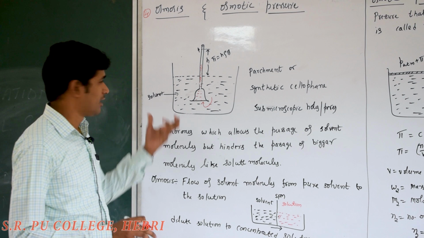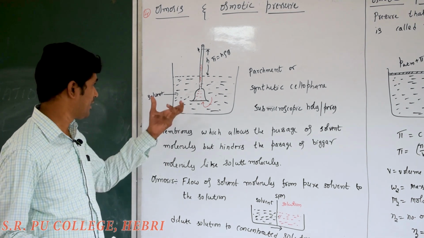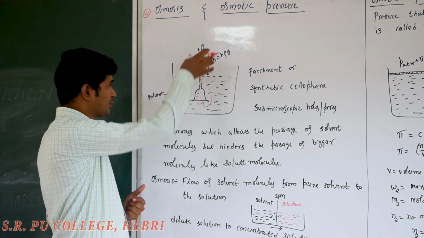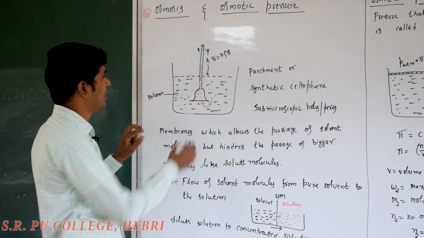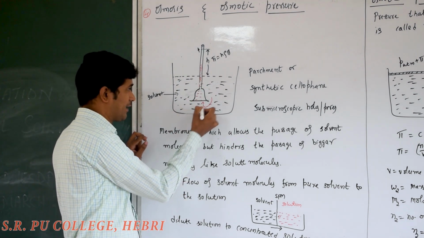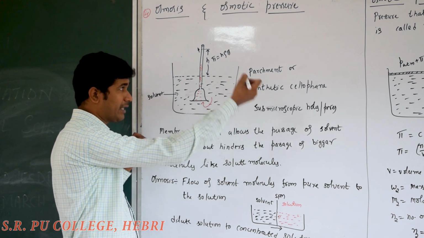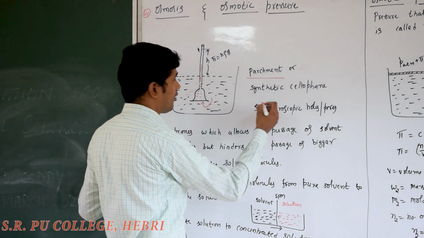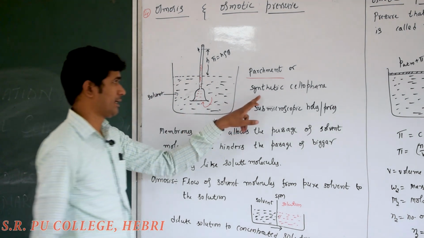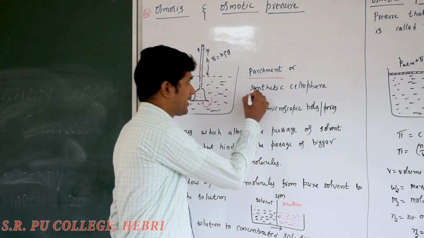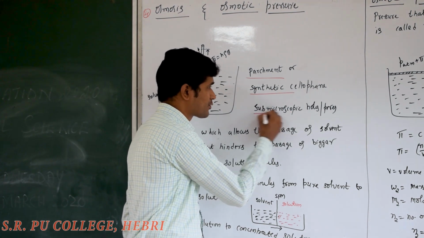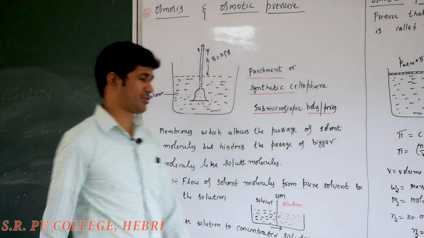You take a suitable solvent and a beaker. Next, you take a tube which is filled with a certain liquid solution, and its mouth is fitted with a type of membrane known as parchment or semi-permeable membrane. Synthetic cellophane membrane is also used. These membranes have submicroscopic holes or pores.